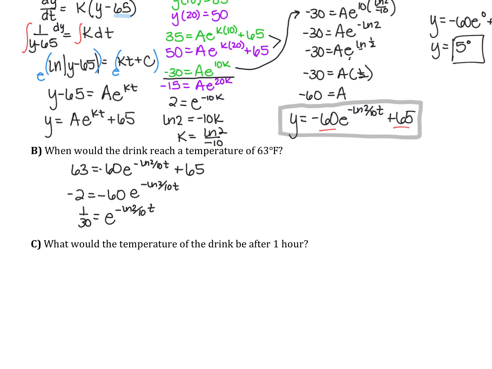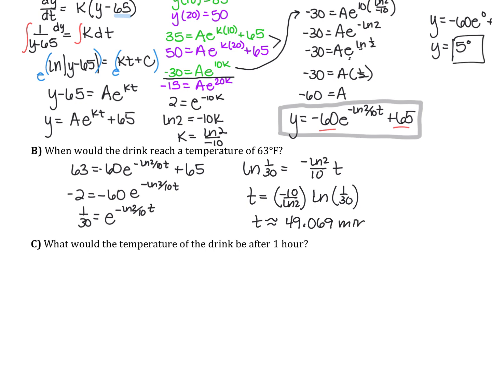If I take the log of both sides, we'd get natural log of 1/30 equals the negative natural log of 2 over 10 t. So solving this, we get t equals negative 10 natural log of 1/30 over natural log of 2. And I just type that in my calculator and go. So we get t is approximately 49.069 minutes.